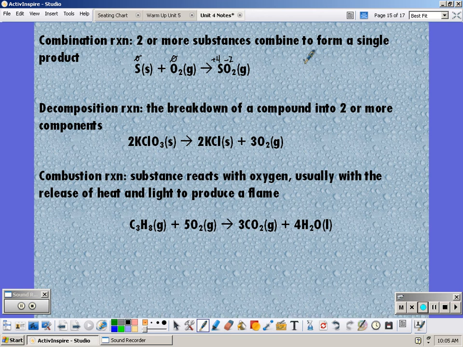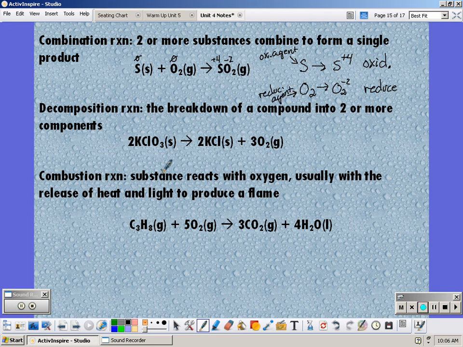So sulfur 0 going to sulfur +4 would be one half reaction. And then oxygen 0 going to oxygen -2 would be the other half reaction. So my first one, the sulfur, has been oxidized, and the oxygen has been reduced. So this sulfur is actually my reducing agent, and the oxygen is my oxidizing agent.